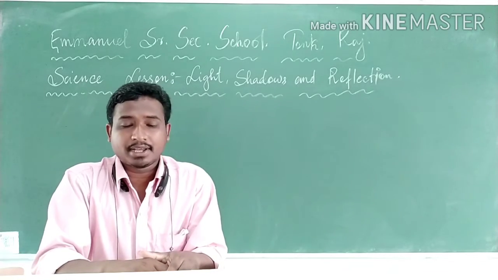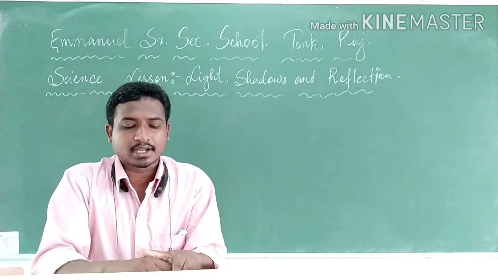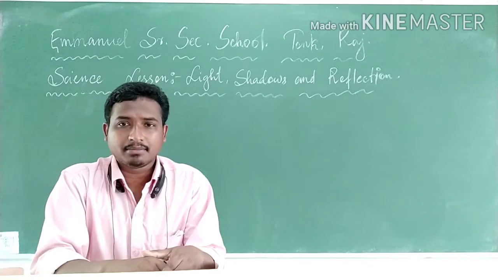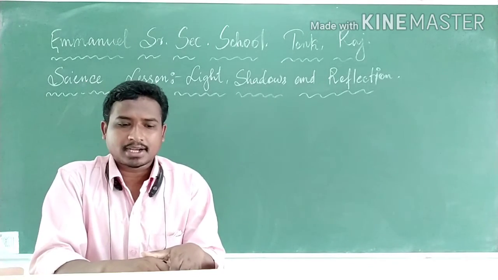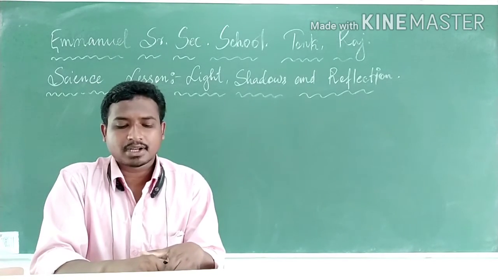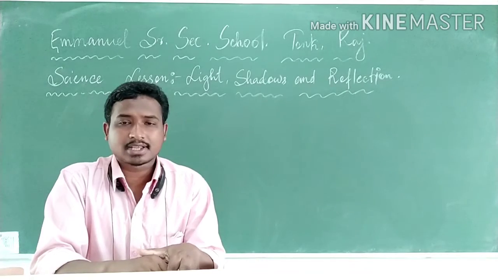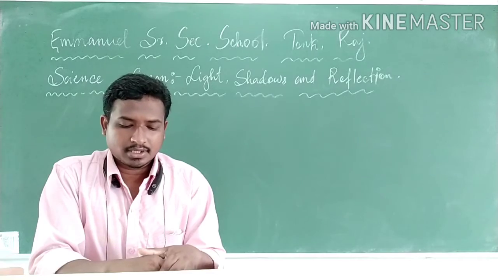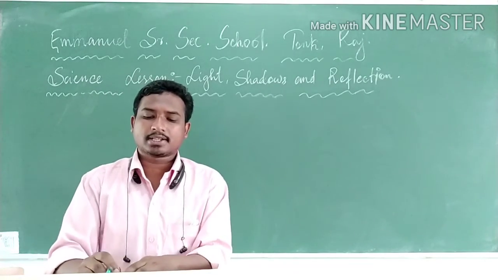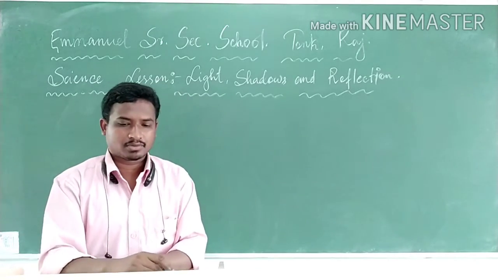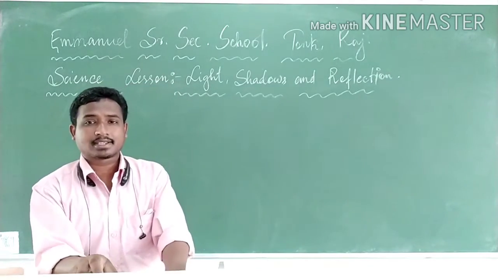Any object that emits light is called a source of light. A source of light can be either natural or artificial. Artificial sources of light are man-made, for example, candle, lamp, electric light, etc. Natural sources of light exist in nature, for example, sun, star, glow worms, etc. So we'll see here what we have discussed.